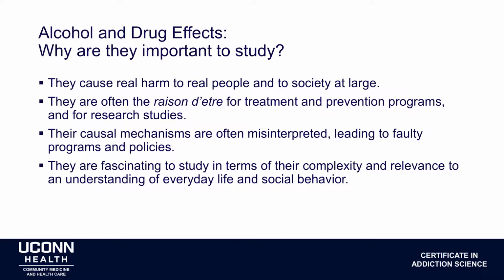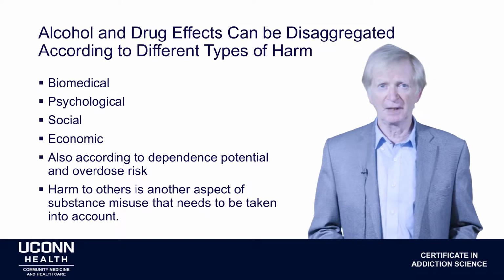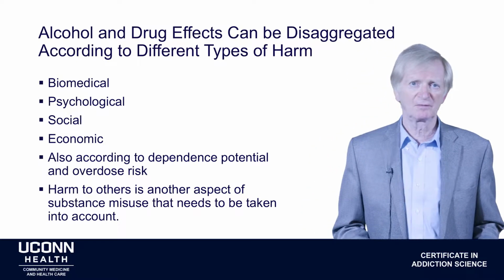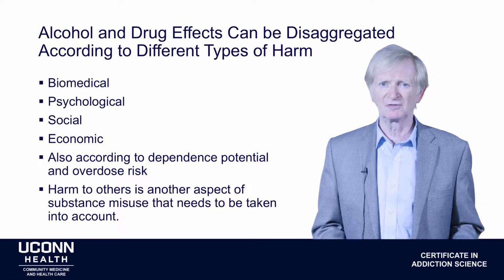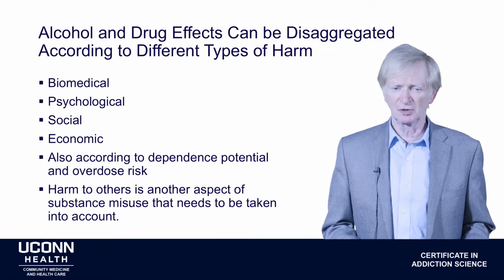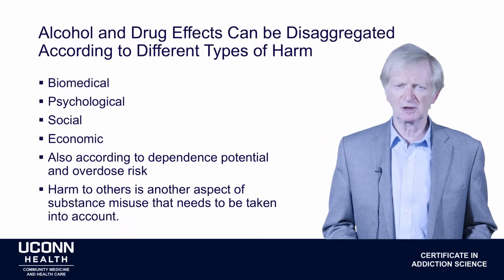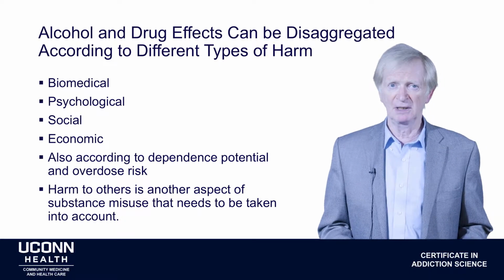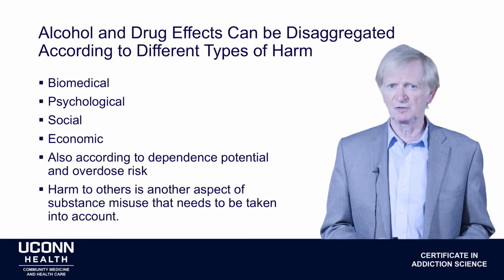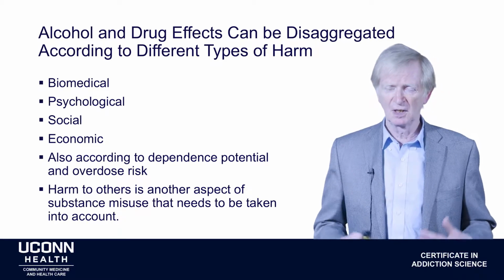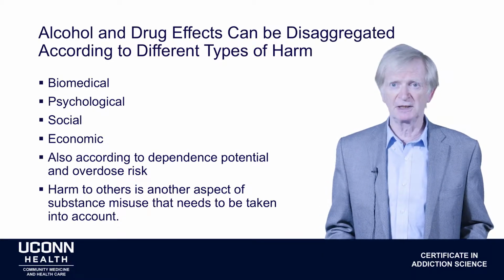The problems of alcohol and drugs can be disaggregated into major categories: biomedical, psychological, social, economic, also according to the dependence potential of a particular drug and its overdose risk. And finally, we're going to be introducing a new topic that is coming into epidemiology, which is called harm to others. It's not just the harm done to the person using the substances, but it's the harm done to the people around them and to society at large.